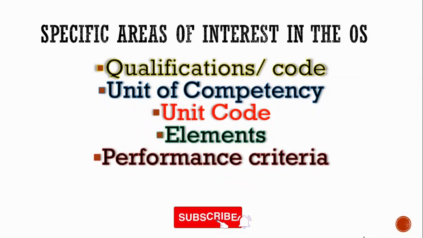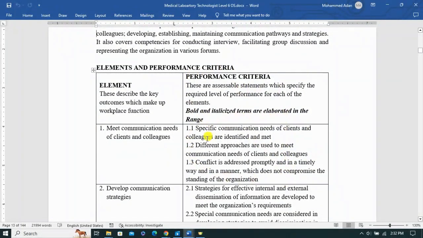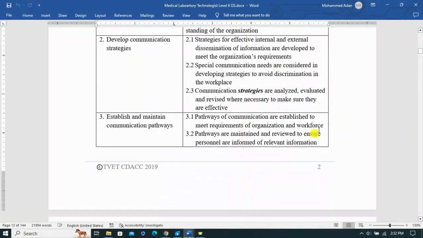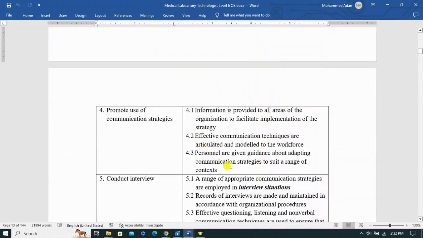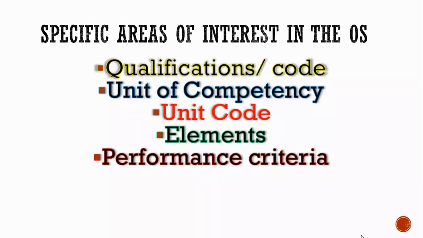We also talked about another very specific area of interest in the OS, which is performance criteria. And we say that these are specific statements of what a learner must be able to demonstrate competency in an element of a unit of competency. So we talked about each element having its own corresponding performance criteria. And we are going to use this now to develop our assessment tools.